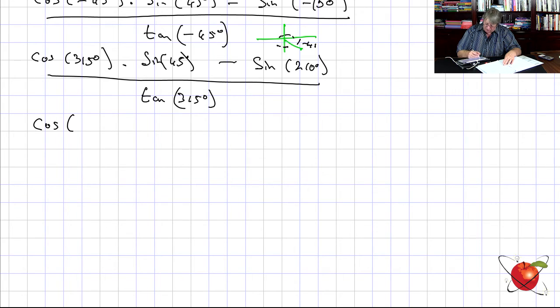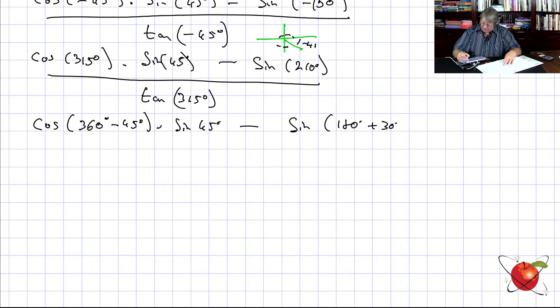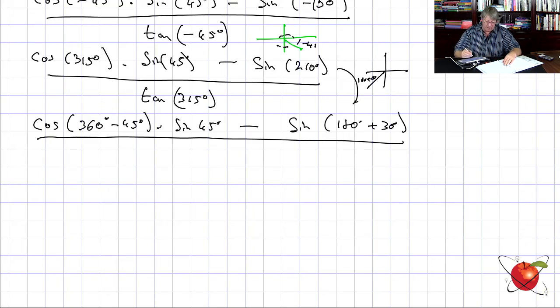Then we go through, we choose the quadrant, we put in the thing and we say, right, that is going to break down to cos of 360 minus 45 degrees, multiplied by sine of 45 degrees, okay, minus sine of 180 plus 30 degrees. You can see what I've done. The quadrant is the 180 plus quadrant. Okay, I'm just recapping as I go. And that's all divided by tan of 315, which is tan of 360 minus 45 degrees.